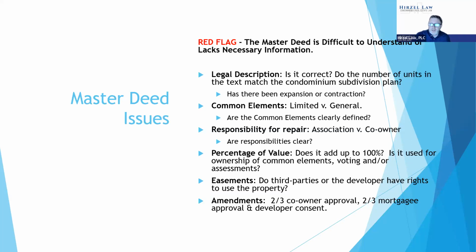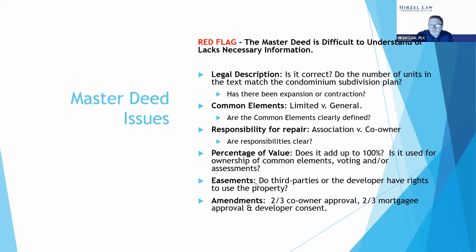With respect to percentage of value, make sure that it's accurate and that it adds up to 100%. We haven't actually seen a lot of communities that have differing percentages of value, where voting and apportionment of assessments is done by percentage of value, seek to amend that and have voting or payment of assessments be done equally. That can be done, but you can't just do it on your own, meaning you can't just change it unilaterally without amending your documents if it's something that must be done by percentage of value.